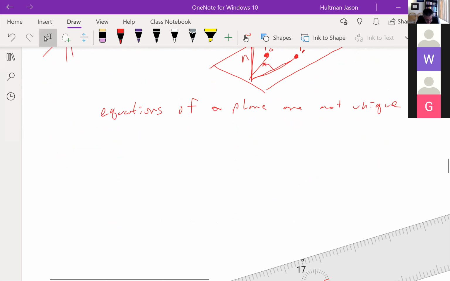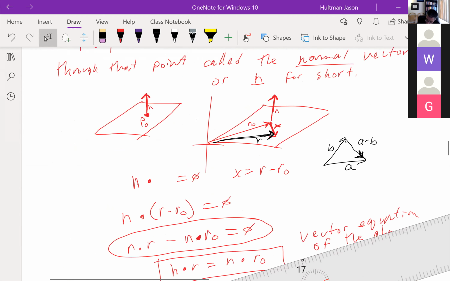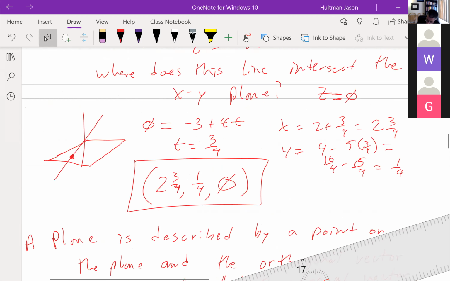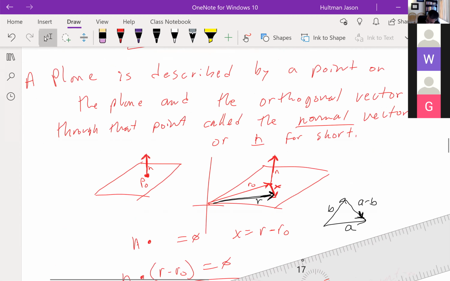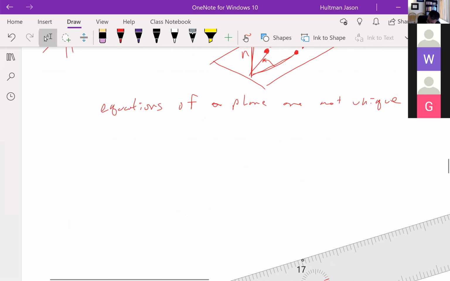Okay, let's do an example of this. I forgot what number we're on. Number 3, 4, on number 4. Okay, let's go back to number 4.